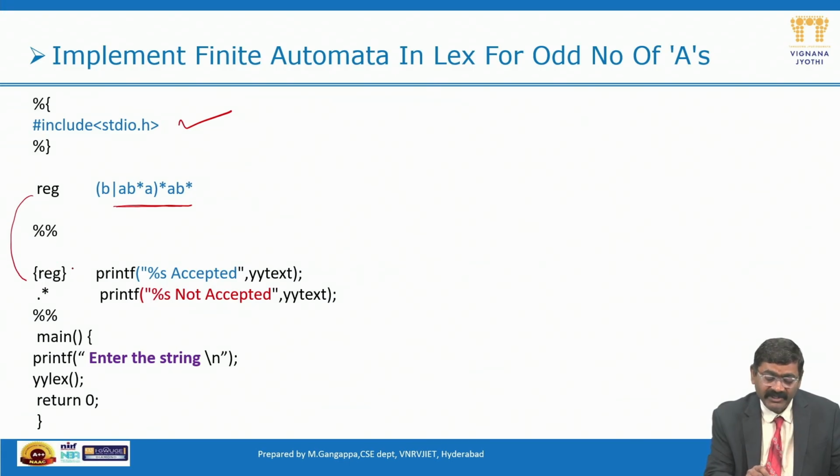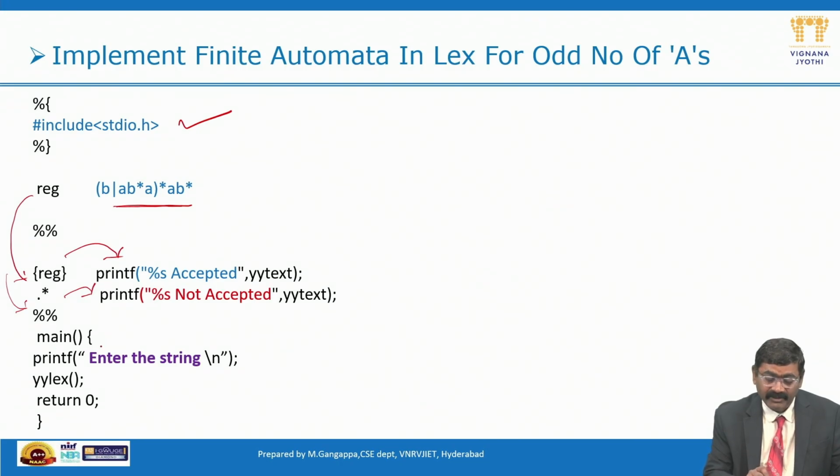Whenever a pattern appears, we should take the corresponding action. What is the corresponding action? Whenever the odd number of A's are recognized, we should take the action. Action is accepted. Suppose odd number of A's are not recognized. In that case, it goes to the dot star. Dot star can recognize not odd number of A's. So in that case, this is the corresponding action, right?